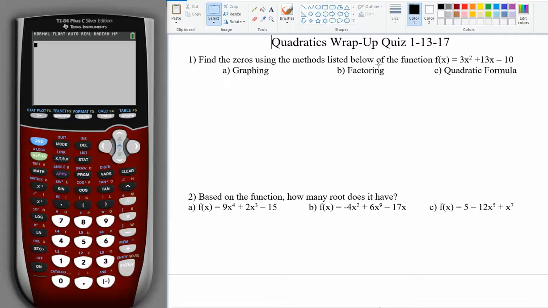So we're going to start off by finding the zeros using the three methods for this particular function f of x. The reason I start with graphing is because this one is most likely to work all the time. So turn your calculator on, go to y equals and type in 3x squared plus 13x minus 10 and hit graph. The graph comes up and we don't quite see all of our parabola because some of it is below our screen, but that's not a problem.